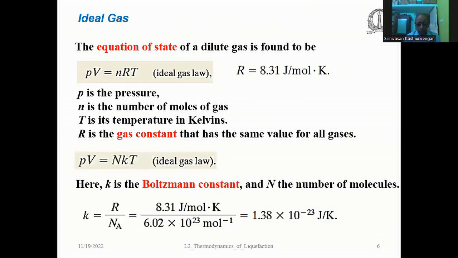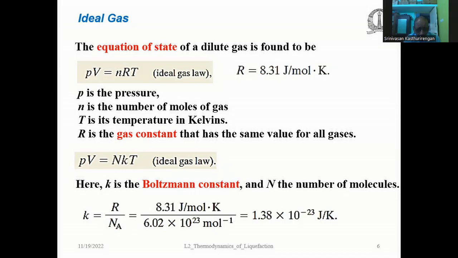Let us come to the ideal gas. The ideal gas, we have seen in the earlier lecture also. It is the equation of state for a dilute gas, and it can be written as pressure times volume is equal to the number of moles multiplied by R, which is the universal gas constant, times T, the absolute temperature. Here, P is the pressure, n is the number of moles of gas, T is the temperature in Kelvin, and R is the gas constant, which has the same value for all gases. That's why you call it the universal gas constant.